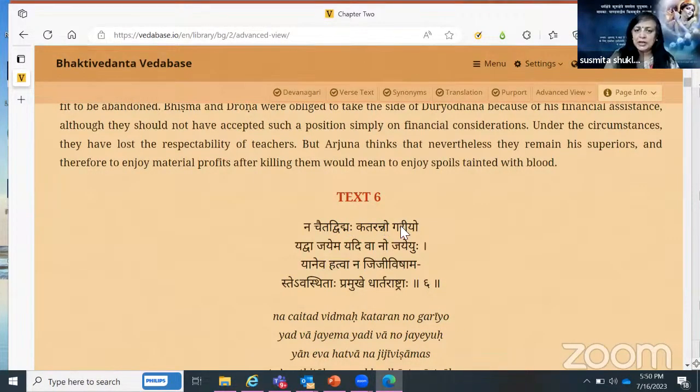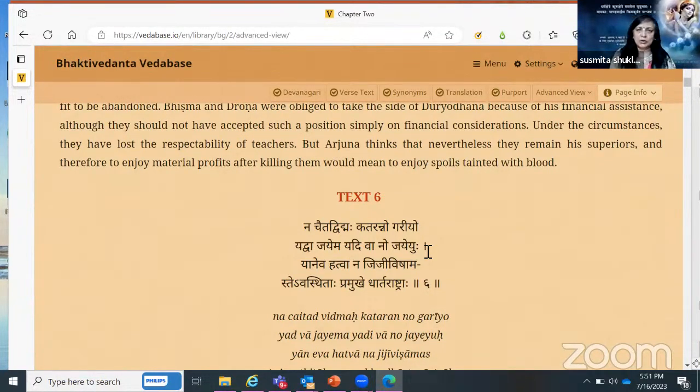Katarno is which. Gariyo is better, which is greater. Yadva jayem. Yad is whether, jay is to win, to conquer. Yadi yavayana jayu, or to get conquered. What is better? I don't know. Now text 6 is indecision. I don't know.